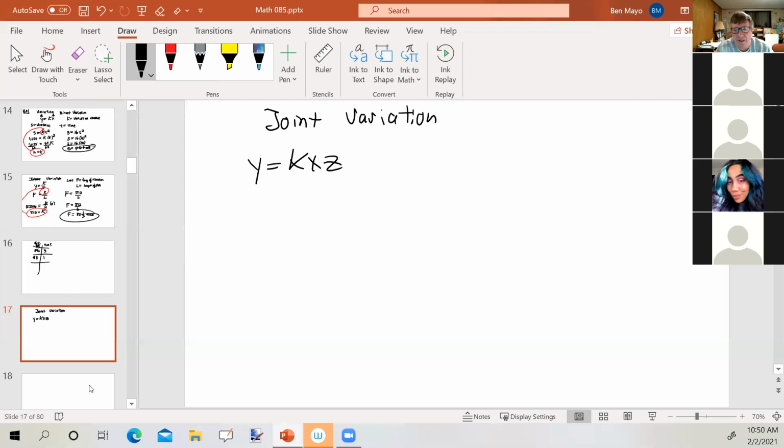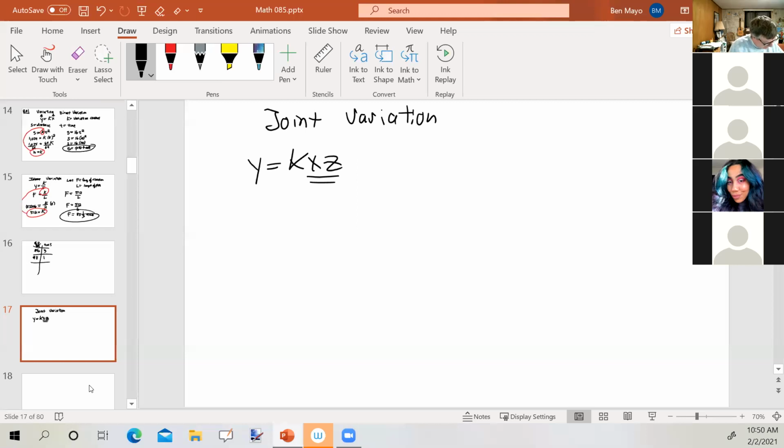I have a joint checking account. What does that mean? There's 2 of us sharing the same account. So there's more than one person on that account. Joint variation, notice that on the right side of the formula, we have more than one variable. So y equals k x z, let's say. That's joint variation, where there's more than one variable on the right side of the formula.